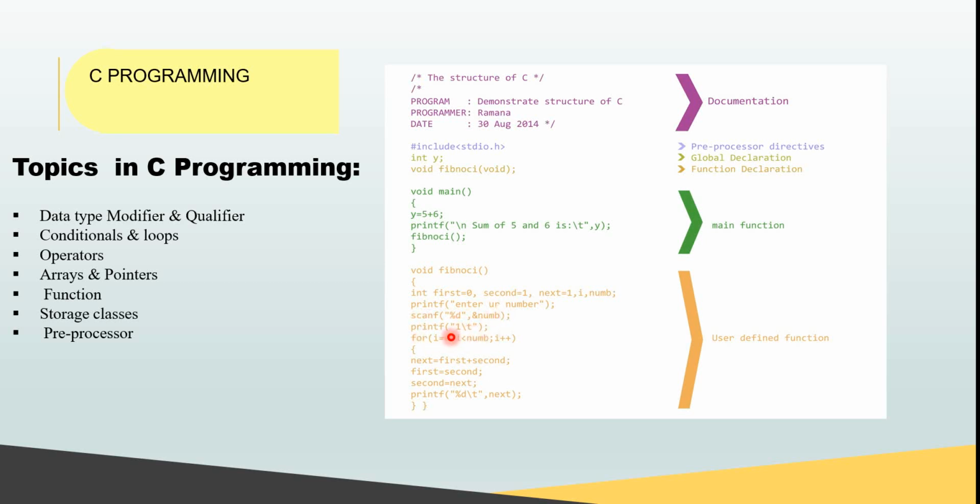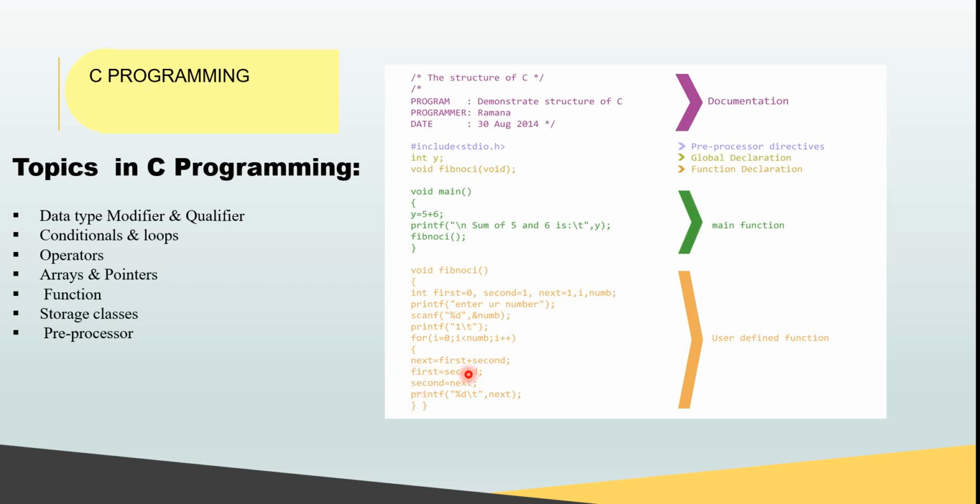It gives a tab space, backslash t meaning tab. Here we have written the logic in a for loop: initialization i = 0, condition i less than num, and for the updating purpose we have written i++, which always increments by 1. Here we have written next = first + second. In next we store the sum of first and second, that is 0 plus 1, and it will be stored in next.